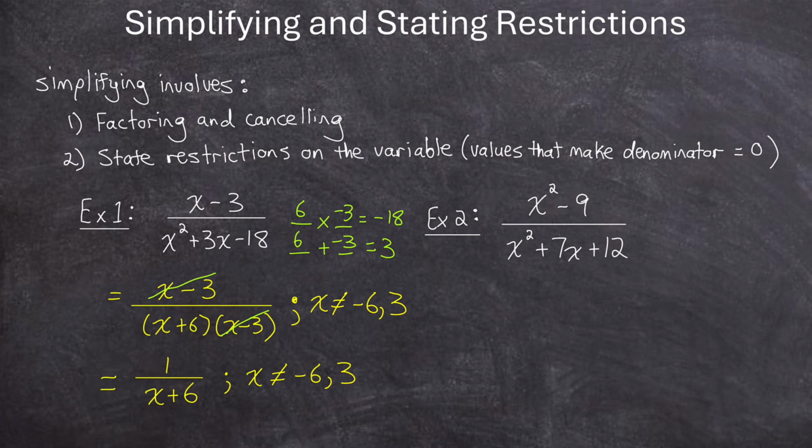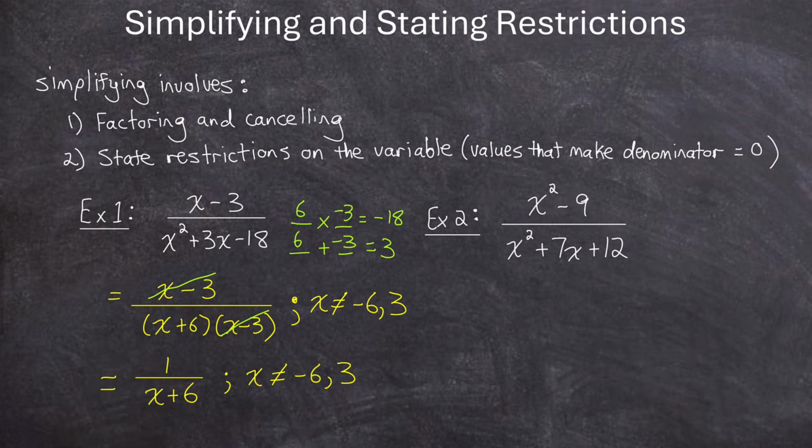So having this restriction here allows us to state that it's equivalent. And as we go through this video, we'll talk about graphically how these discontinuities show up on the graph of a rational function, but we'll get there. So let's practice one more. Let's do example 2, where we simplify that and state its restrictions as well.